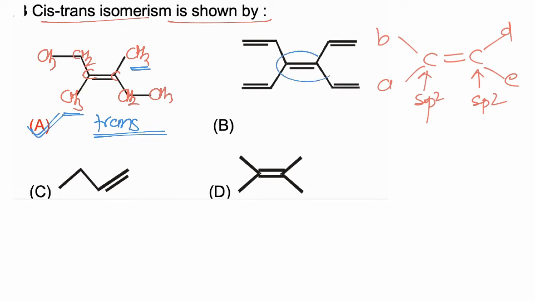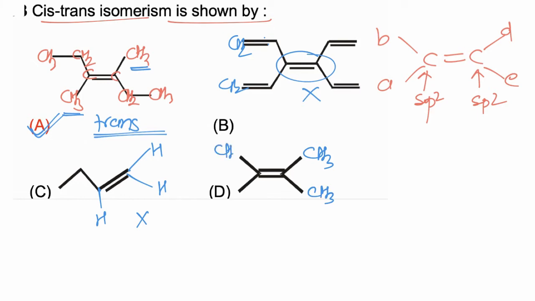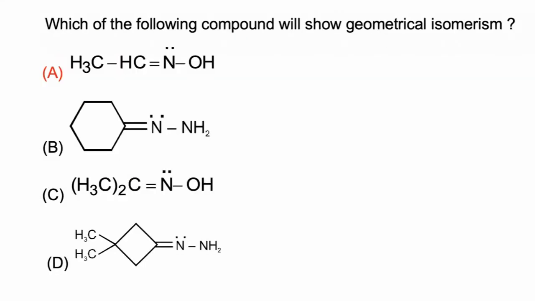In option B, these two groups are common, and if these two groups are identical, then this molecule will not show GI. In this molecule, on the left-hand side, H and C2H5 are present, which are different, but on the right side both are hydrogen, so this molecule will not show GI. In option D, the groups attached at the right carbon and at the left carbon are both identical, and hence this molecule will not show GI, and hence the correct answer is A.